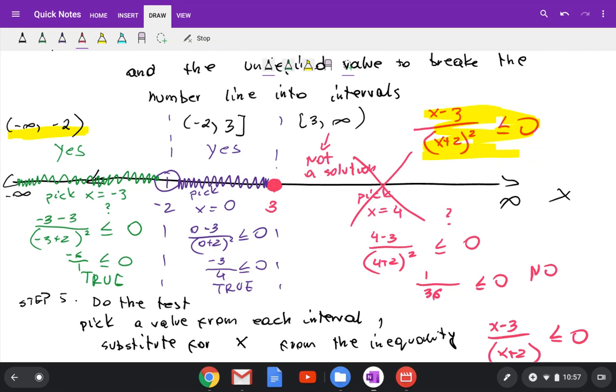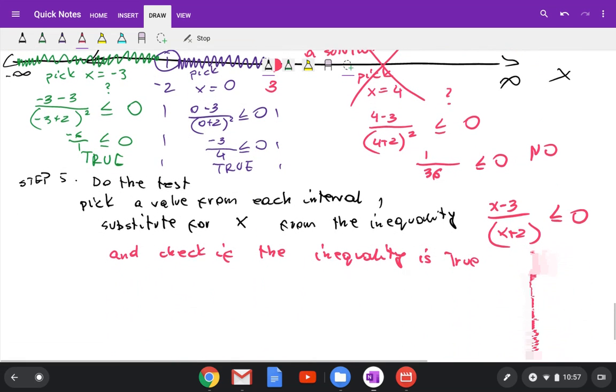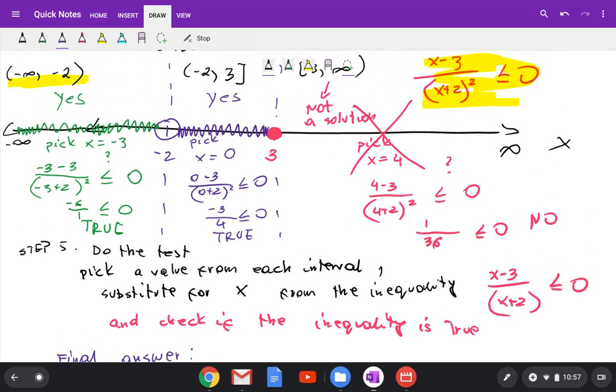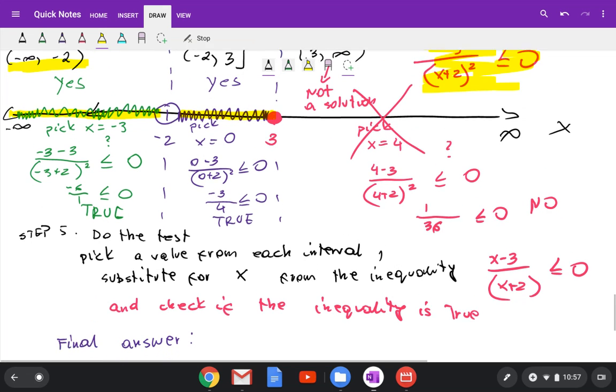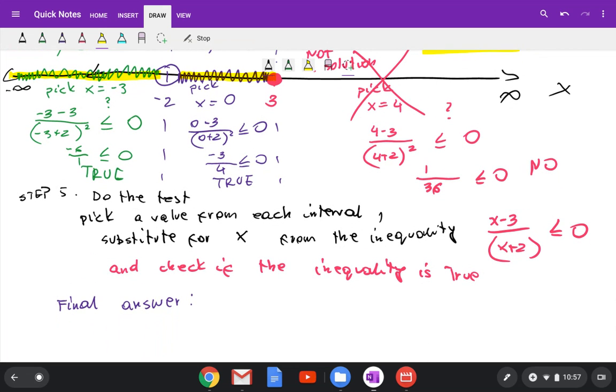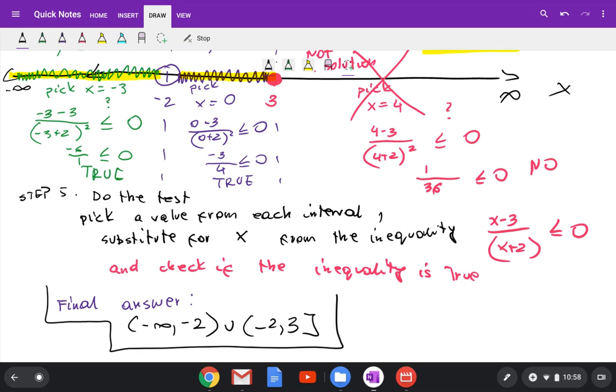And now we're going to write down the final answer. So final answer. The solution of this rational inequality is the interval from negative infinity to negative 2 union negative 2 to 3 bracket. So we're having negative infinity to negative 2 union negative 2 to 3 bracket. So that's it. This is video 3.